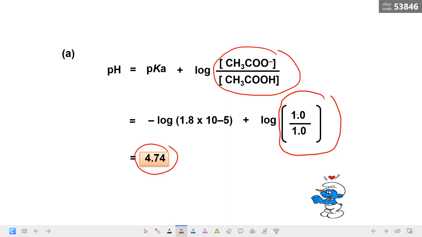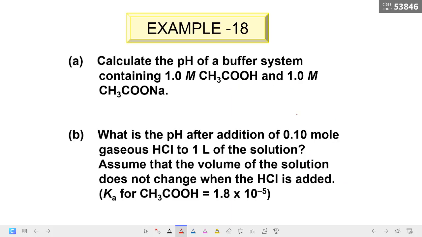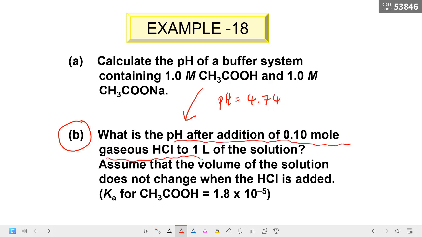Okay. Now, we will continue this question dengan soalan B. Nampak soalan B? What is the pH of the buffer solution ni tadi? Okay, yang pH-nya tadi berapa? 4.74 kan? Okay. What is the pH after the addition of 0.10 mole gaseous hydrogen chloride to 1 liter of the solution? And stated here, assume that the volume of solution does not change. Kita anggap selepas tambahkan sedikit strong acid itu, volume tidak berubah. So, berapa banyak kita tambahkan? 0.10 mol dan sebanyak satu ditambahkan ke dalam 1 liter buffer solution.